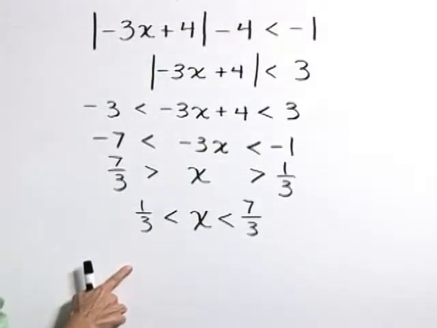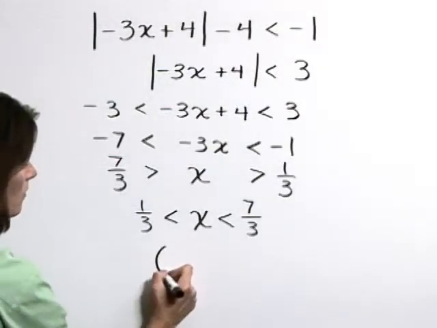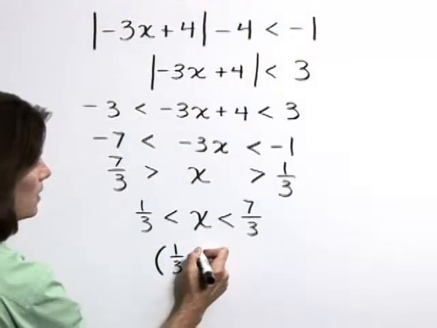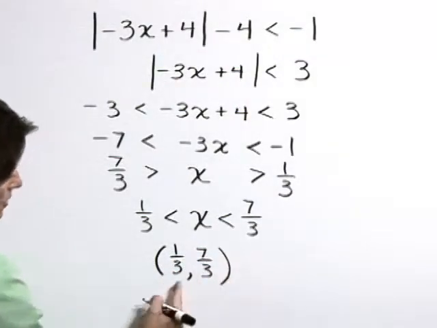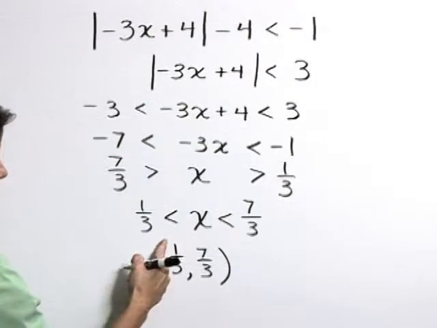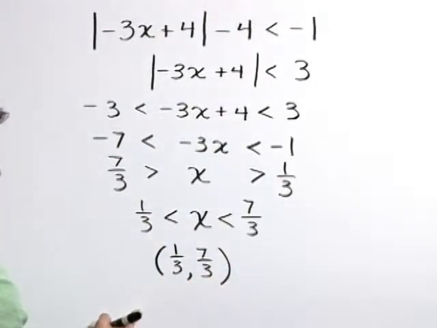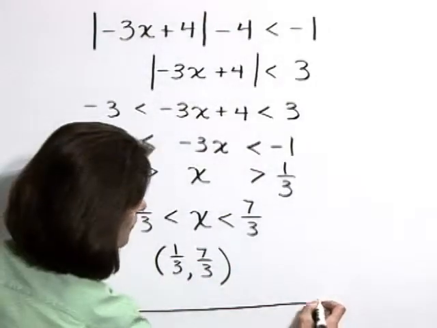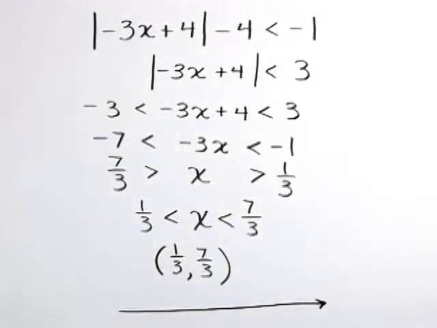Now let's write the solution in interval form as 1/3 to 7/3. Notice these are not included. Parentheses indicate such. And lastly, let's graph that solution interval as well.